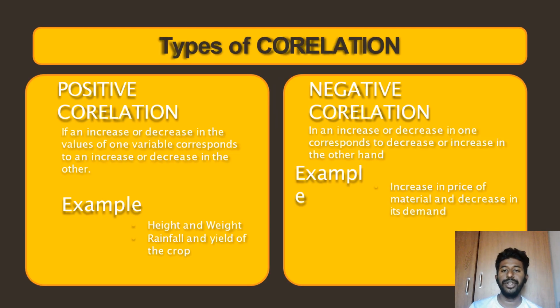In this slide, we'll be looking into the types of correlation. There are two types, positive correlation and negative correlation. So what is positive correlation?